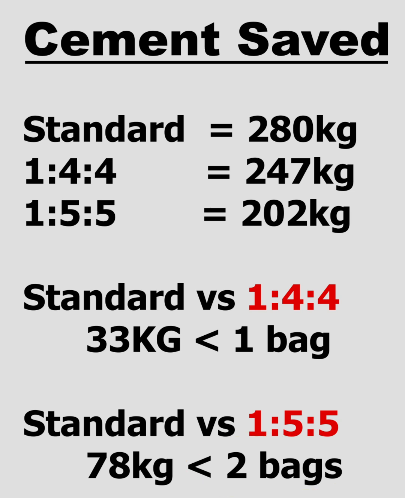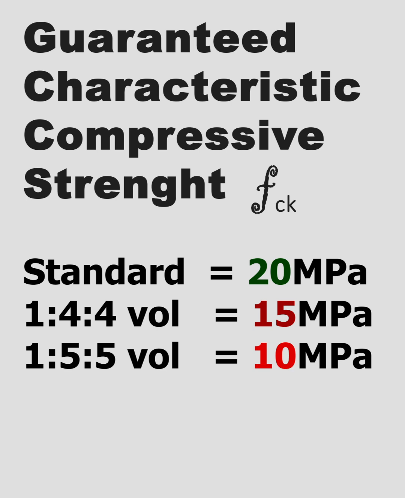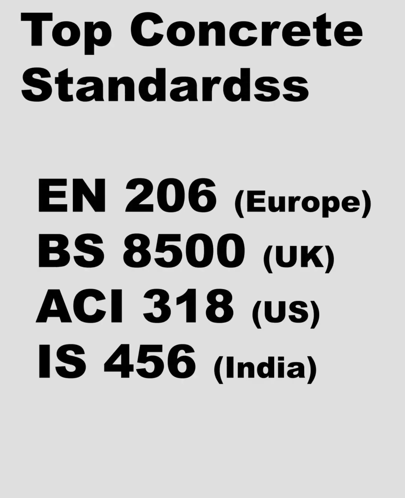Again, let us look at the characteristic compressive strength of these concrete formulations. The minimum required by local and international building standards for a reinforced cement concrete of 1 floor above the ground is 20 MPa. Both BS 8500, EN 206, and even IS 456 and ACI 318 recommend the same strength.